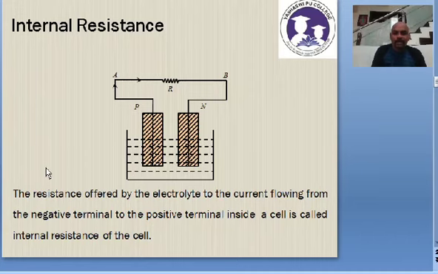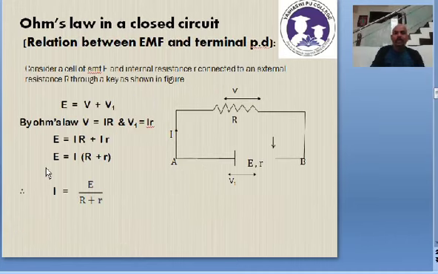So, that is about the internal resistance. Now, Ohm's law in a closed circuit. As I told you, Ohm's law when applied to a closed circuit, that is a simple circuit. Here, if you observe, there is a cell whose EMF is E and the internal resistance is r.